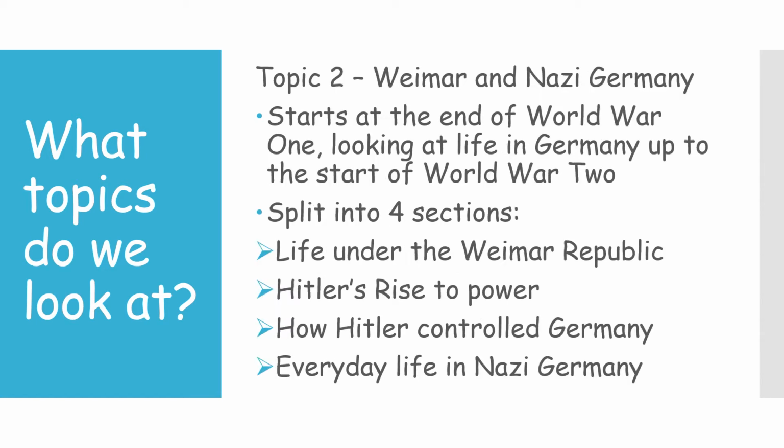The next topic we look at is Weimar and Nazi Germany. We look at life in Germany from the end of World War I up until the start of World War II. This course is split into 4 sections. Life under the Weimar Republic, what problems they faced and how they dealt with these problems. Hitler's rise to power, how he was able to become Chancellor of Germany. How Hitler controlled Germany, how he used terror and propaganda to convince people to live his way of life, and what everyday life was like in Nazi Germany.